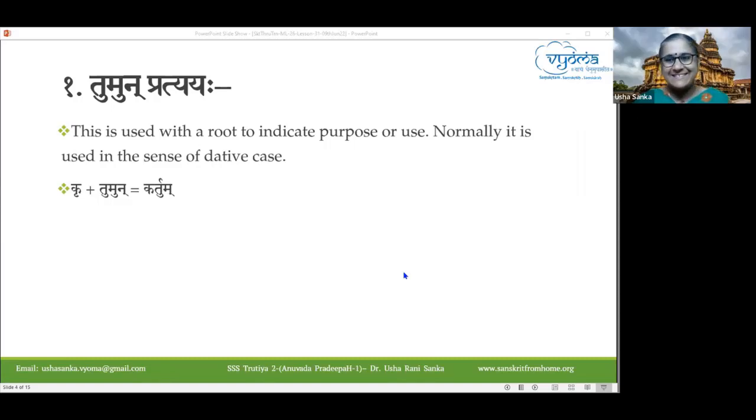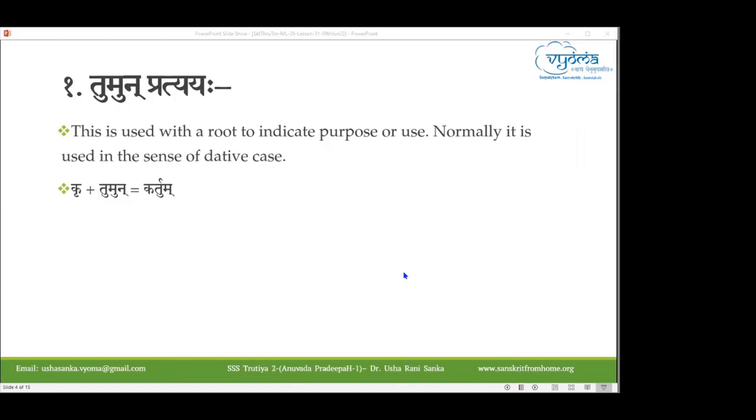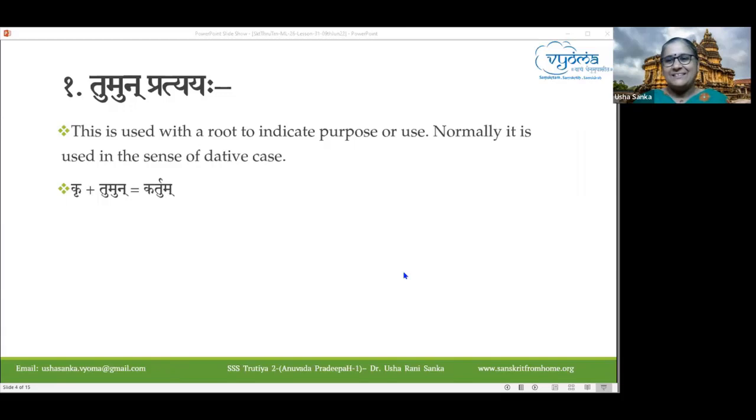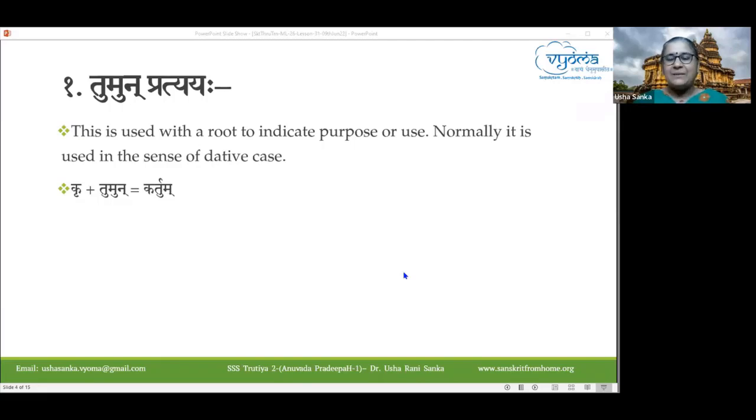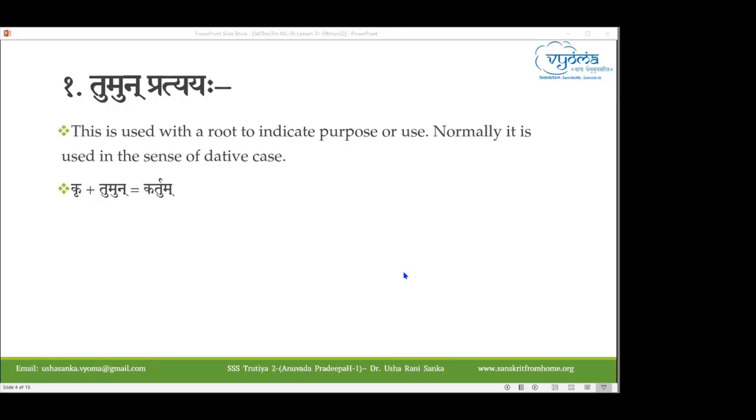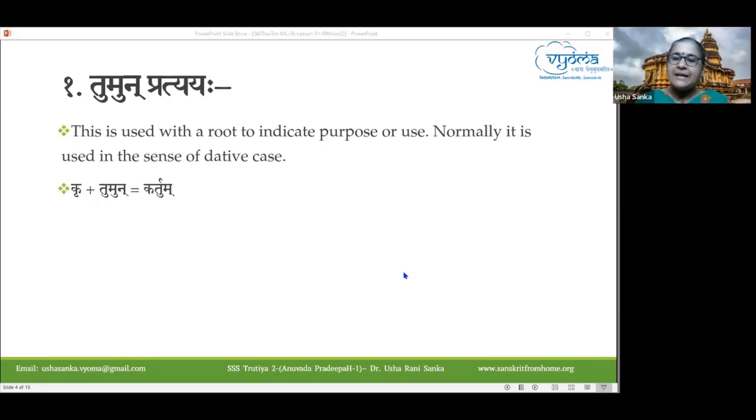What is the difference? Kr is a dhatu, right? And kartum is an avyayam. Correct. But I'm asking, like you said, to do. Kartum is also to do, kr is also to do. What is the difference, I ask? The action of doing. Having done. So when we say kr, to do, we are naming a verb.